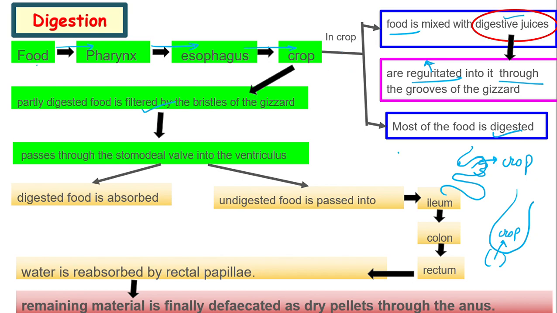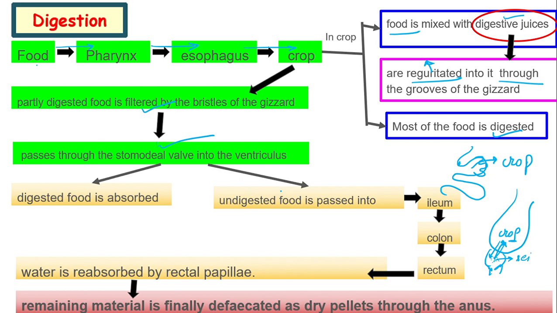Then partially digested food is filtered by the bristles of the gizzard. So the digestive juice from the gizzard is going to enter into the crop. Most of the food is getting digested in the crop. Then undigested food again passes through the gizzard. Now what will happen in the gizzard? Again teeth are there. The food is going to be ground and sieved by the bristles. Now it passes through the stomodeal valve.